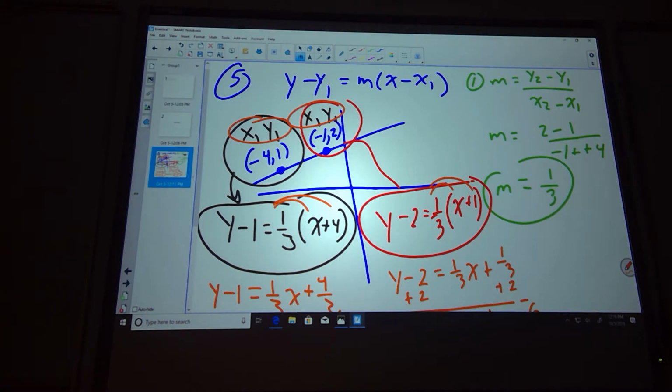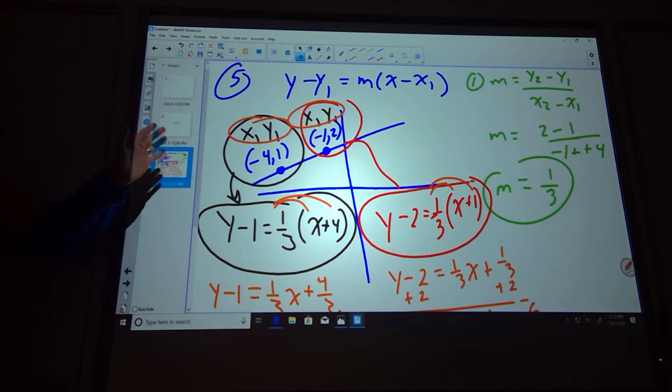I still don't get why you switch the signs. The y is a positive at the point, and then in the equation it turns into a negative. Let's bring that up. So I'm going to go off this slide, and I think I'm going to try and address your question.